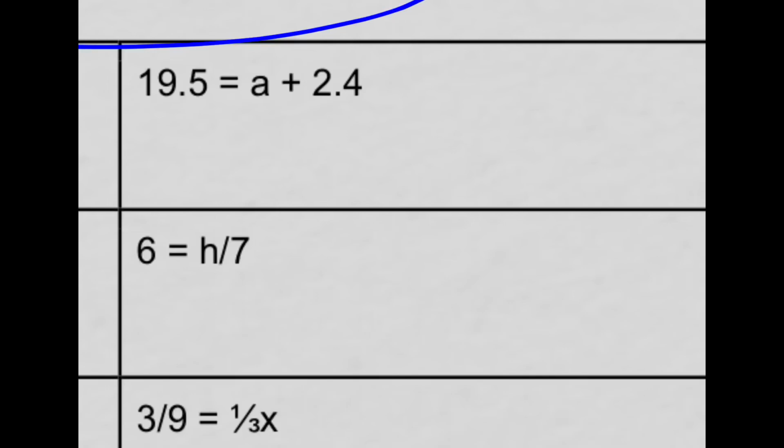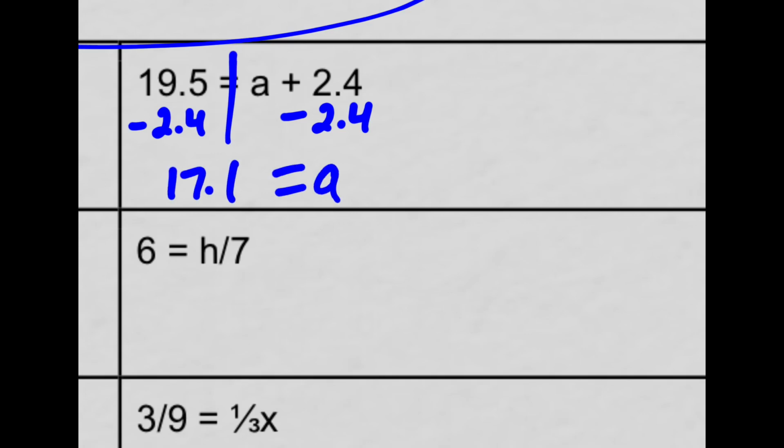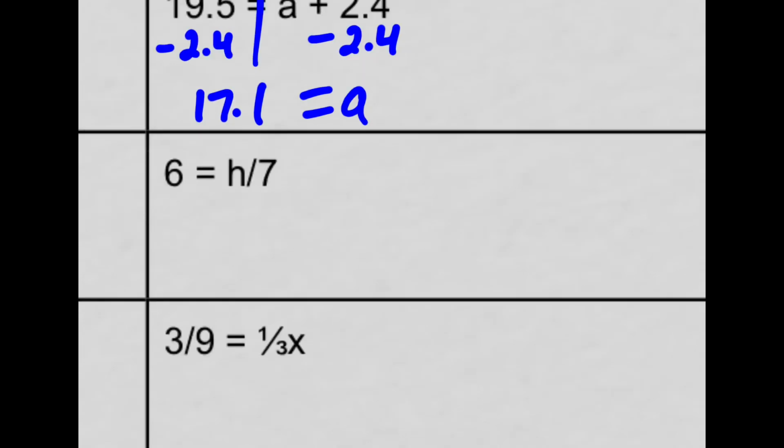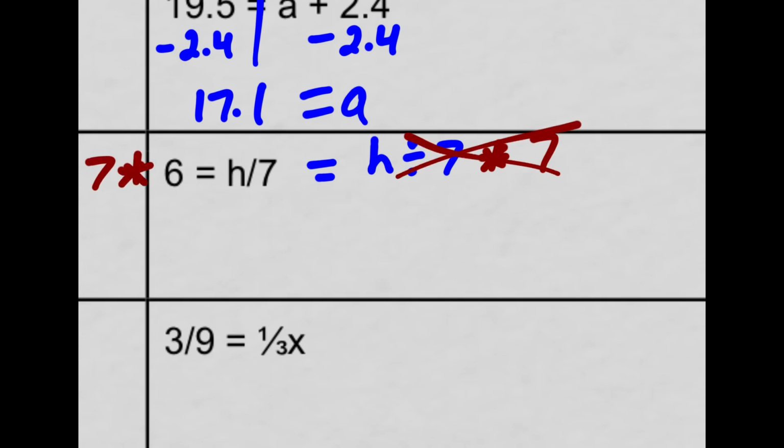A plus 2.4 is 19.5. If I subtract 2.4 from both sides, I can find out directly what A is. And that is 17.1. 8 divided by 7. That's what this fraction bar means. It's the same thing as 8 divided by 7. If I want to cancel out division, I multiply this side by 7 and I multiply this side by 7. And the division and the multiplication cancel out, and I have 42 is equal to h.